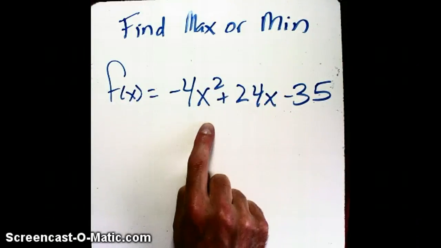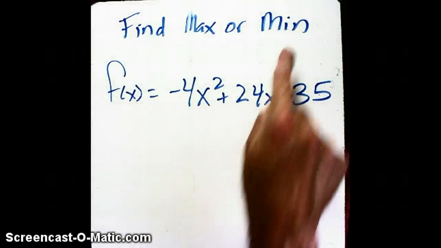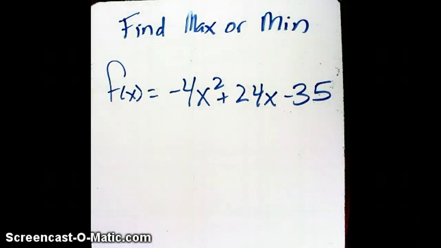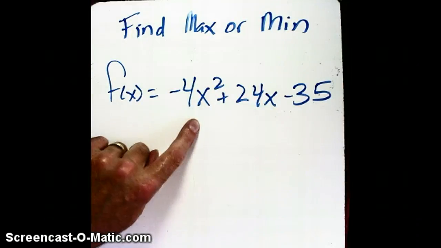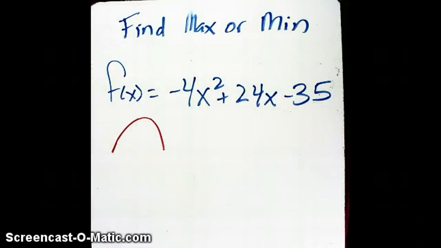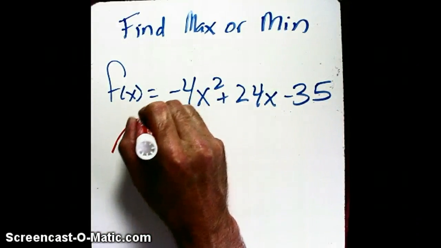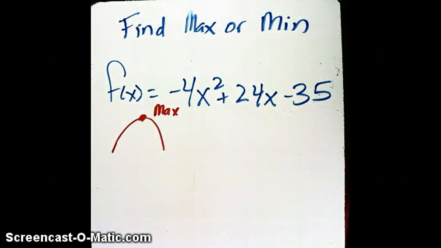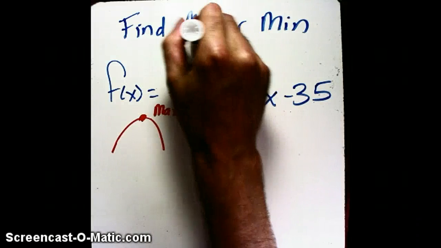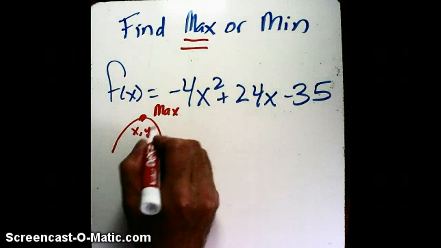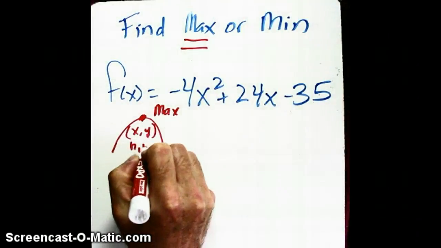Okay, here's a question. Find the maximum or minimum, and here's my quadratic function. Well, we know that this negative 4 in the front causes the graph to have this general shape. And that means that this vertex would be a maximum. Now, we want to find the maximum or the minimum. So in this case, we have a maximum, and we understand that. I have to find the x and the y there, which is really h comma k, correct?